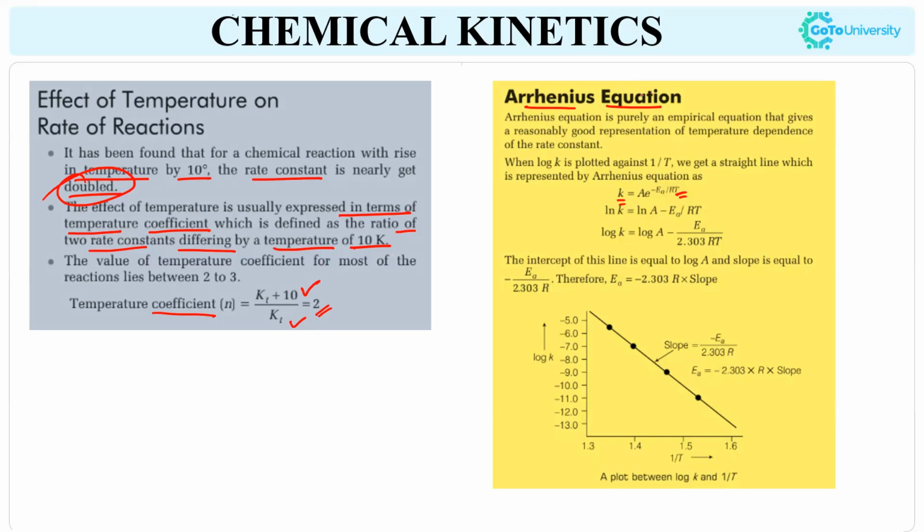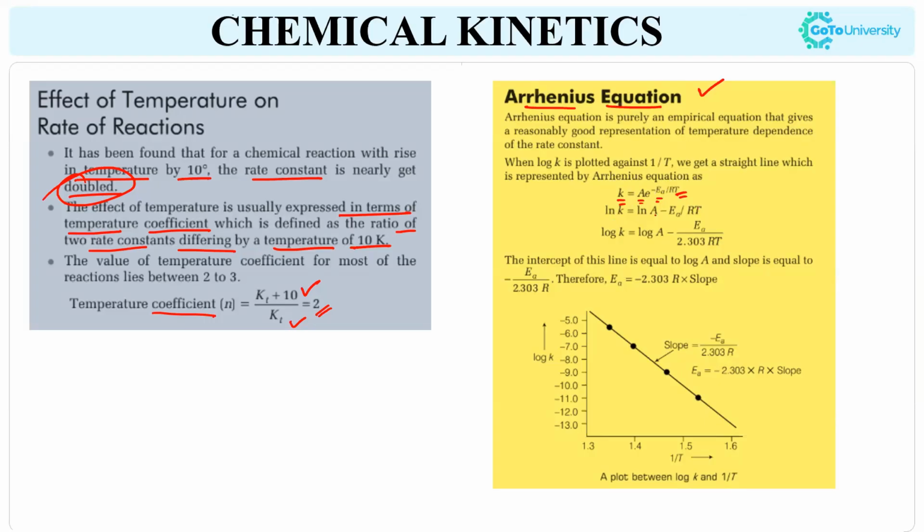This effect is usually explained by using the Arrhenius equation. So the Arrhenius equation is important: k is equal to A e raised to minus Ea by RT. Here k is the rate constant, A is the Arrhenius parameter, that is a constant only, the Arrhenius constant. Ea is the activation energy of the reaction, R is the gas constant, and T is the temperature.